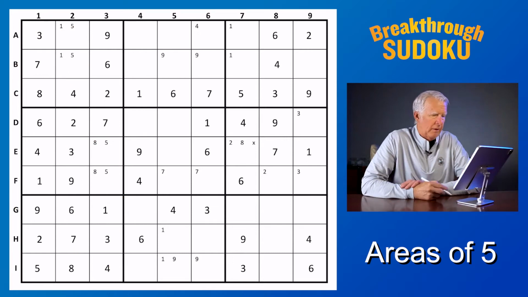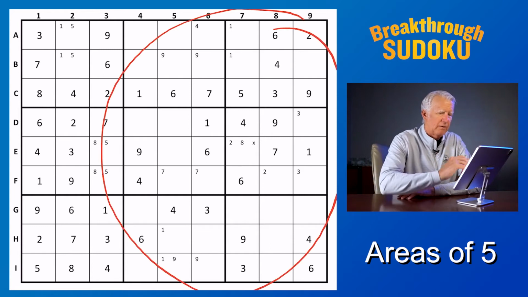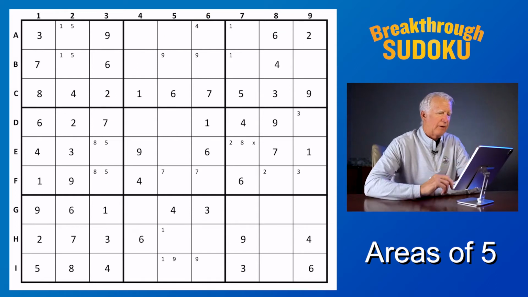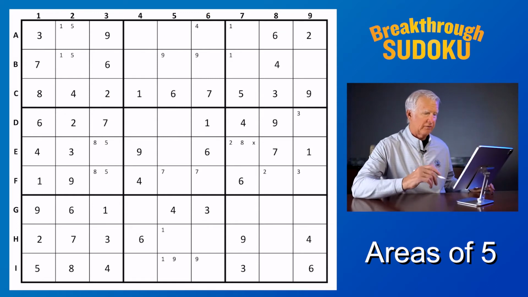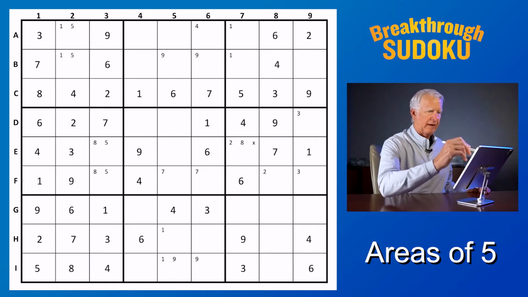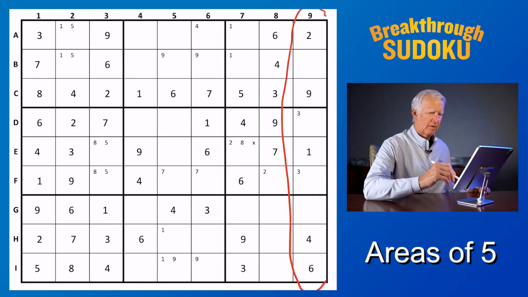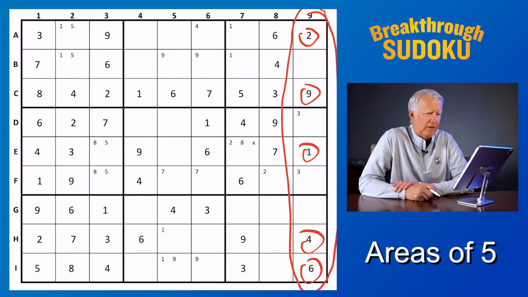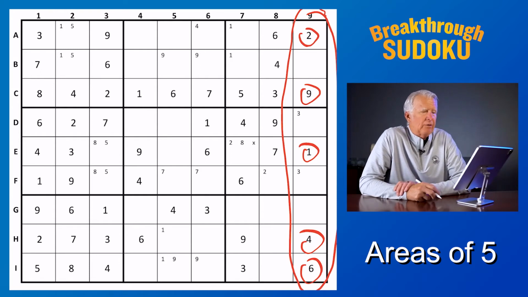Okay, and on this side here, we're still working on a lot of things, but one of the things that will help us is if we look for an area of 5. There are actually several, but I like this column area of 5 right here, column 9. Now notice we've got a 6, a 4, a 1, a 9, and a 2. So we've got 5 things already either solved or given. So what we're still missing, of course, is a 3, a 5, a 7, and an 8.